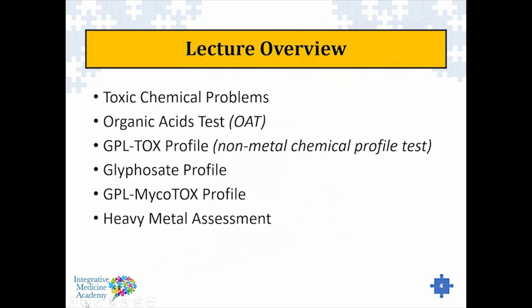So here's how it's going to go. We're going to talk about some general things with regards to toxic chemical problems, and then for me, the 5 key tests are the organic acids test, the GPL tox profile, which is also called the non-metal chemical profile test from Great Plains, the glyphosate and microtox profiles, and then heavy metal assessment.